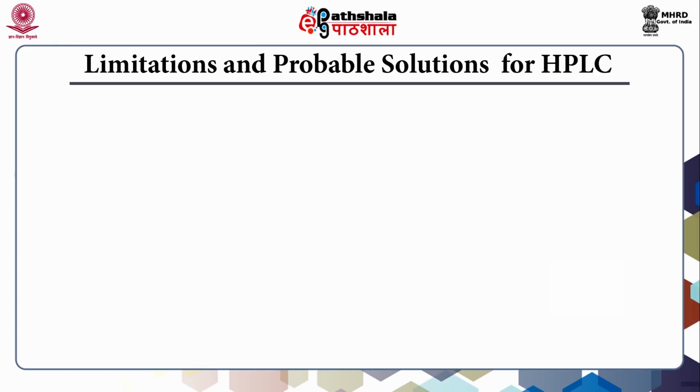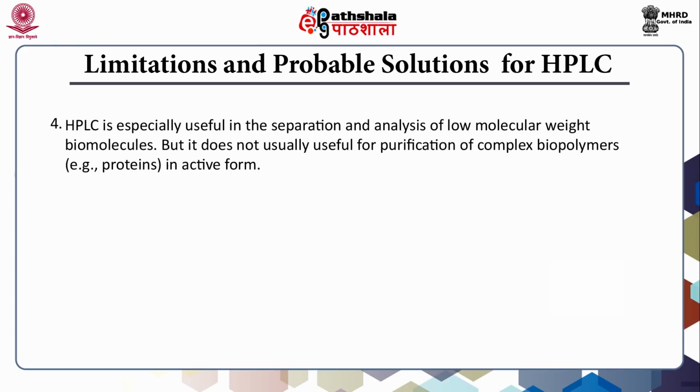Another limitation of HPLC is that it is especially useful in the separation and analysis of low molecular weight molecules, but it is not usually useful for purification of complex biopolymers. For example, proteins. If you want to purify proteins by HPLC, it is not that good, especially for proteins in the active form. So, for complex biopolymer purification, HPLC is not the best method.